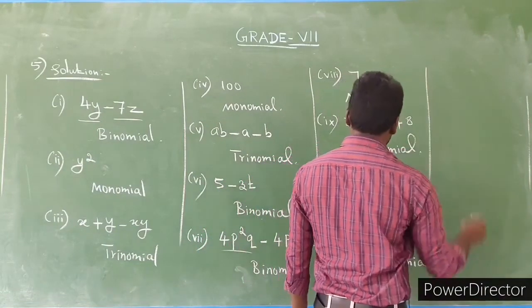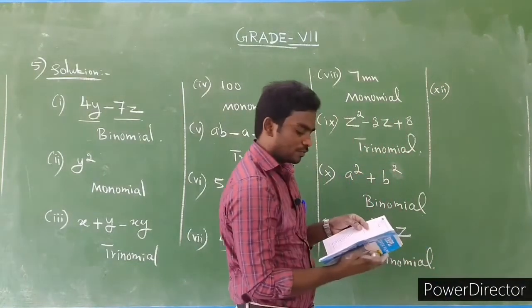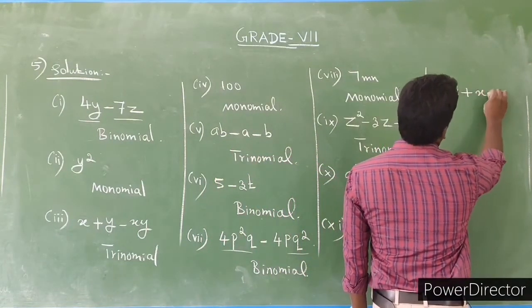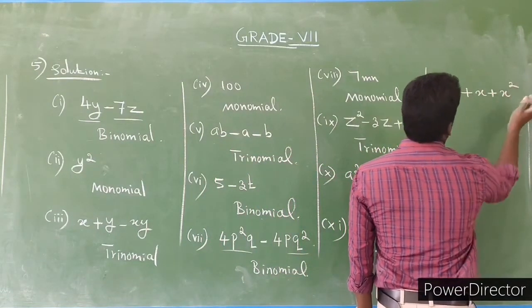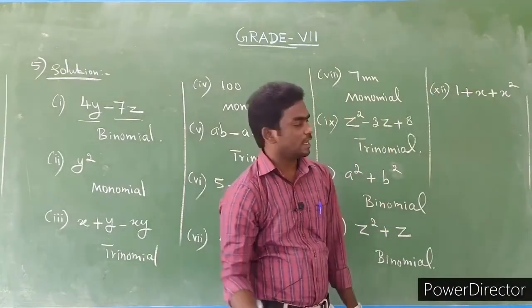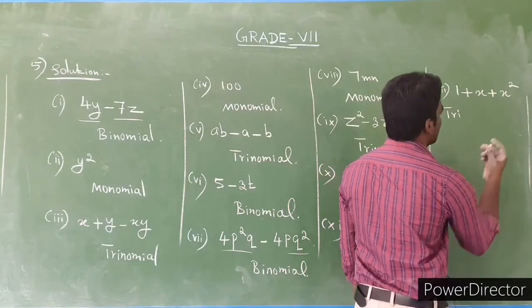Finally, what is our 12th one? So the 12th question is 1 plus x square. Here 1 is the first term, x is the second term, and the third term is x square. So this is called what? Trinomial, because this expression contains three terms.